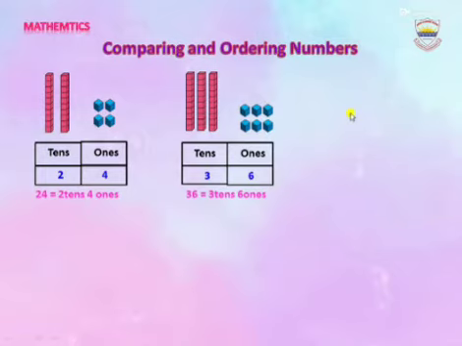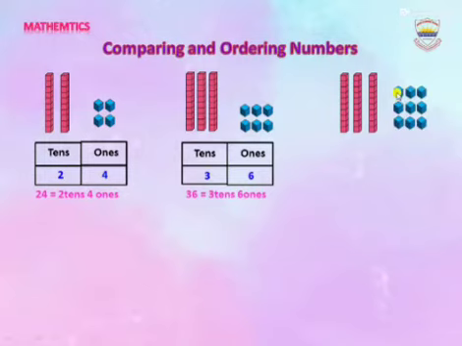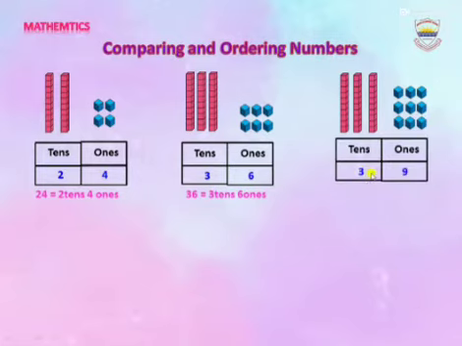Let's count the stakes of next number. How many stakes are there? 1, 2, 3. Yes, there are 3 stakes. Now count the separate blocks. 1, 2, 3, 4, 5, 6, 7, 8, 9. There are 9 blocks, mean 9 ones. What is the number? The number is 39. 39 is equal to 3 tens and 9 ones.